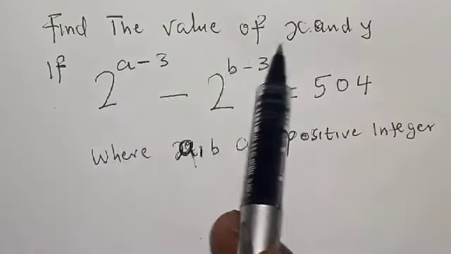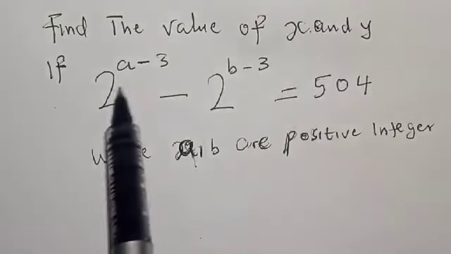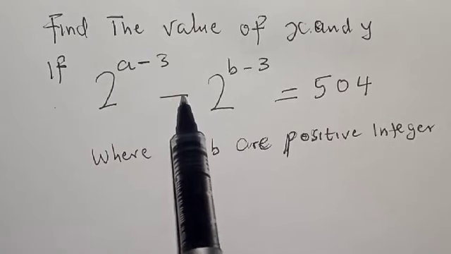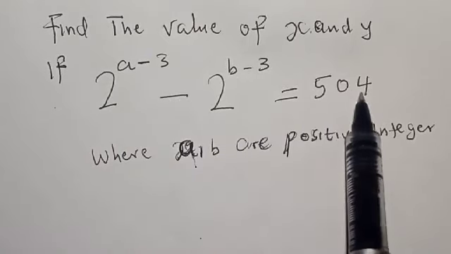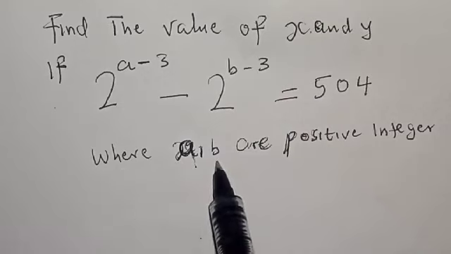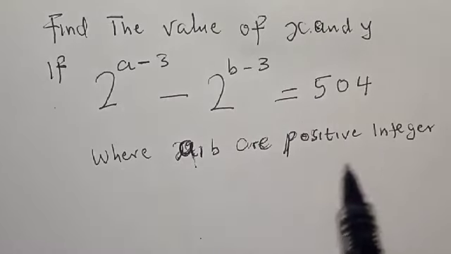Find the value of a and b if 2 raised to power a minus 3 minus 2 raised to power b minus 3 is equal to 504, where a and b are positive integers.